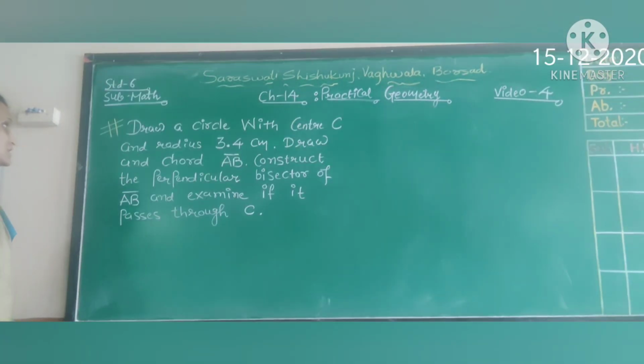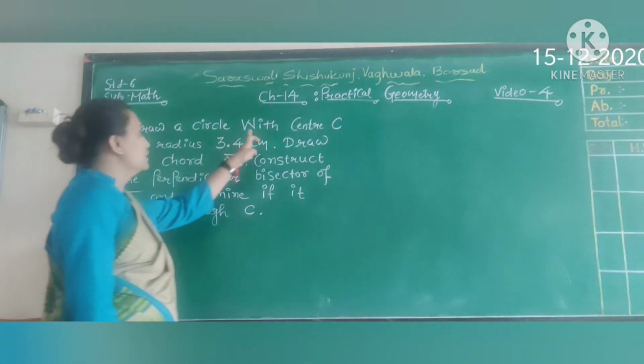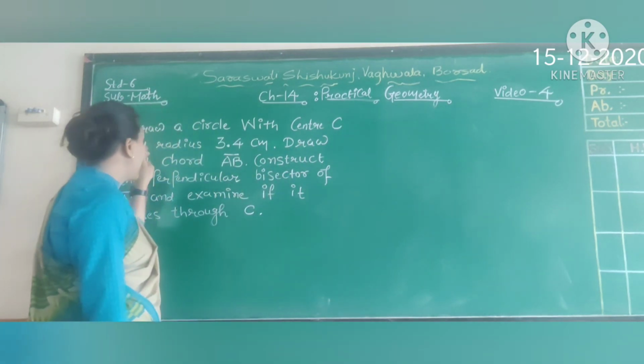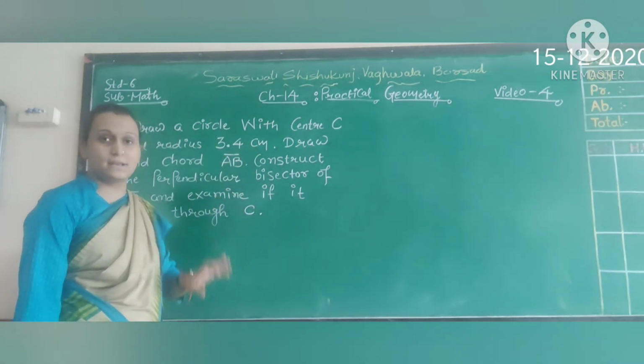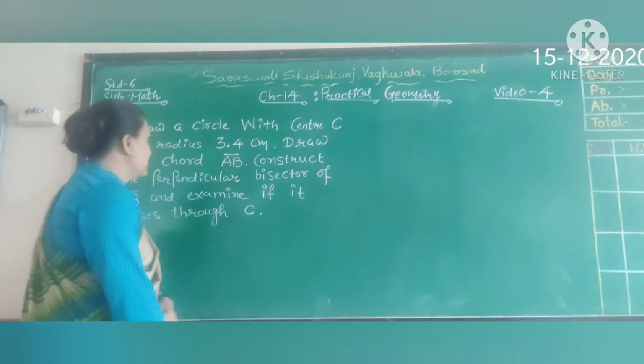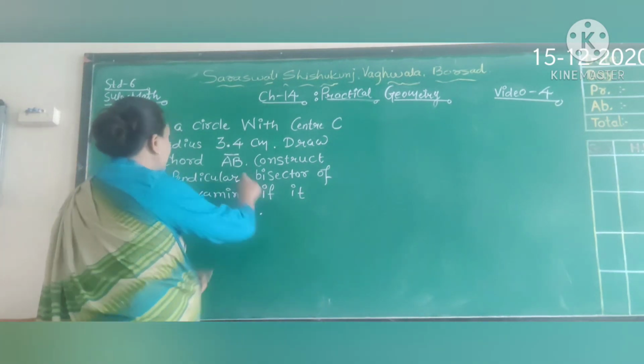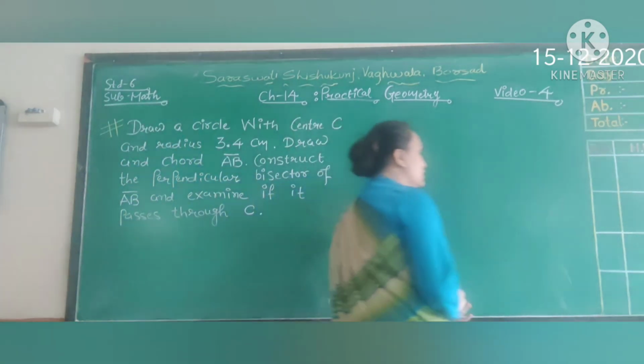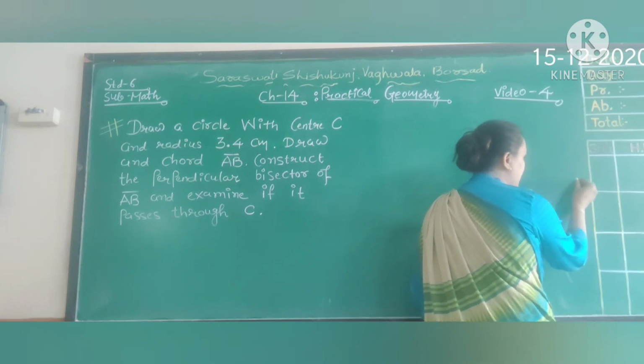Here our next question is that draw a circle with center C and radius 3.4 cm. See, we have been given that we have to draw a circle with 3.4 cm. So here I am going to explain to you a rough sketch.